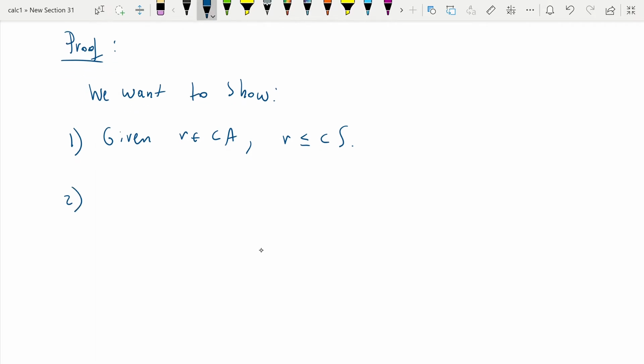The second statement is: given an upper bound b for cA, we want to show then that b is greater than or equal to c times S.